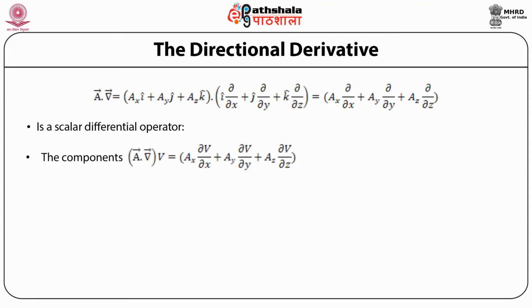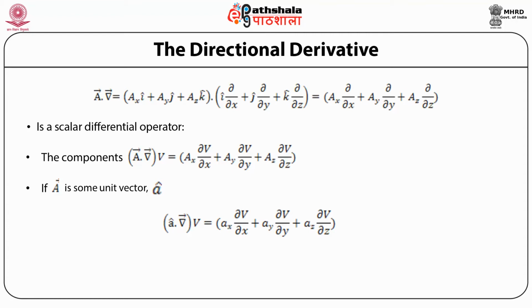The component (A dot del) into v is equal to Ax into del v by del x plus Ay into del v by del y plus Az into del v by del z. If A is some unit vector, then (a cap dot del) into v is equal to Ax del v by del x plus Ay del v by del y plus Az del v by del z, where Ax, Ay, Az refer to the directional cosines of the line a cap.